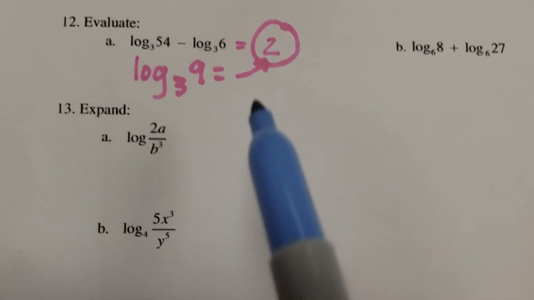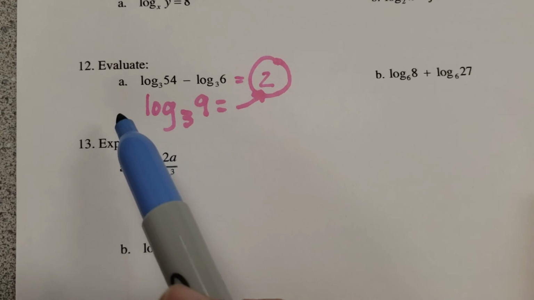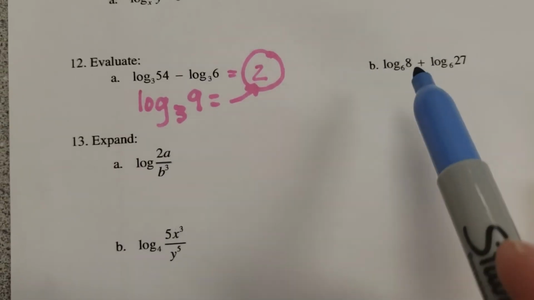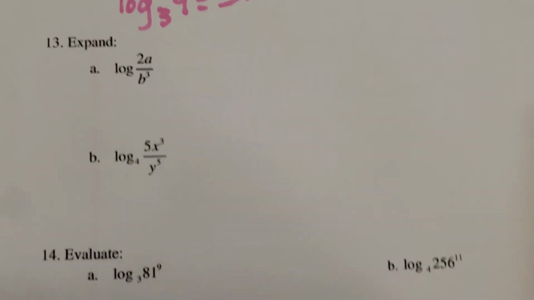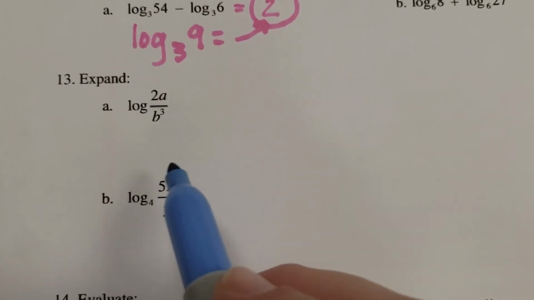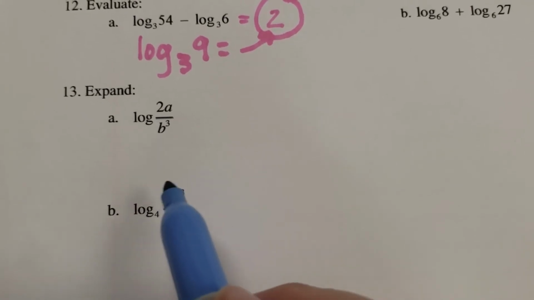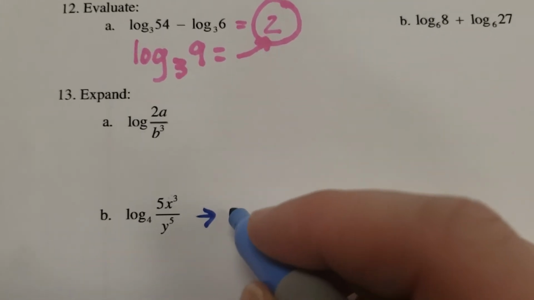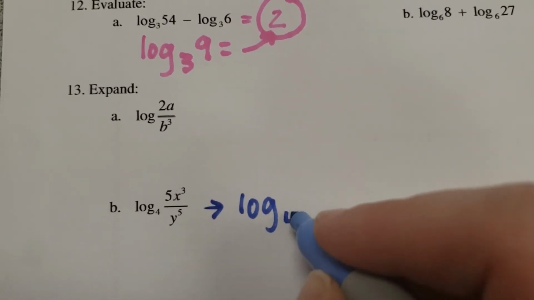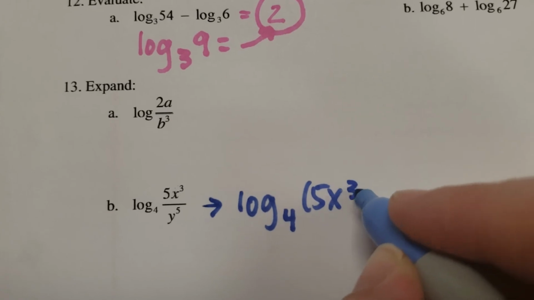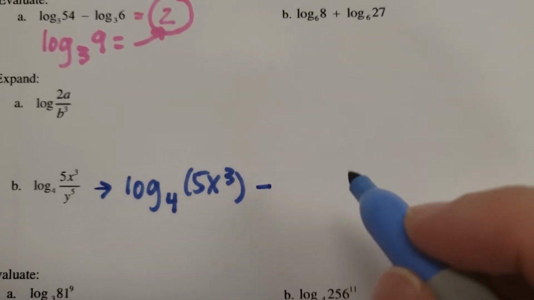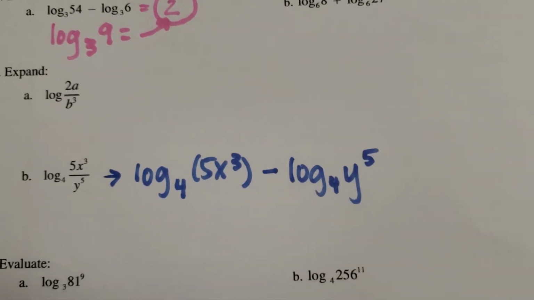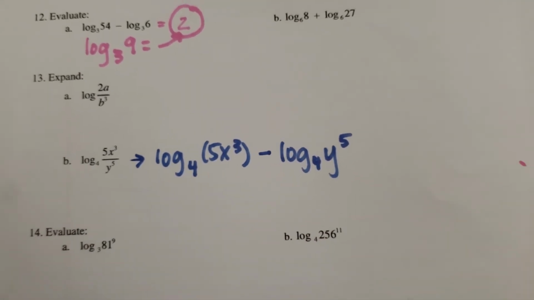So again, using our same properties that we've been talking about, when two logs are subtracted, we combine them by division. When two logs are added, we combine them with multiplication. We can go the other way. So where log base 4 of 5x cubed is divided by y to the 5th, I can write those separately by using subtraction. So it'd be log base 4 of 5x cubed minus log base 4 of y to the 5th. Okay, undoing that property of division.